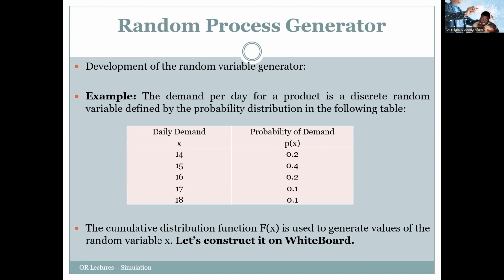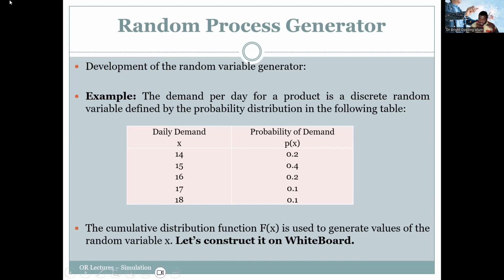Like for instance, the probability that the demand is 14 is 0.2. The probability that the demand is 15 is 0.4. 0.2, the demand is 16. 0.1, the demand is 17. 0.1, the demand is 18, right? So for us to be able to create a random process generator, the cumulative distribution function will be used to generate values of the random variables, right?